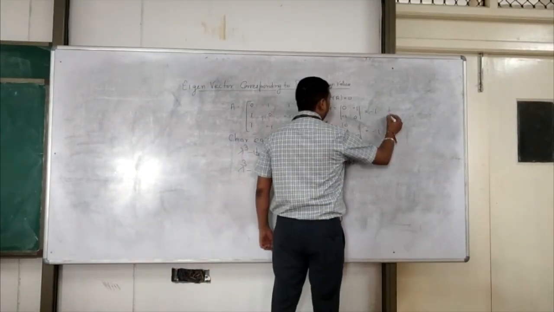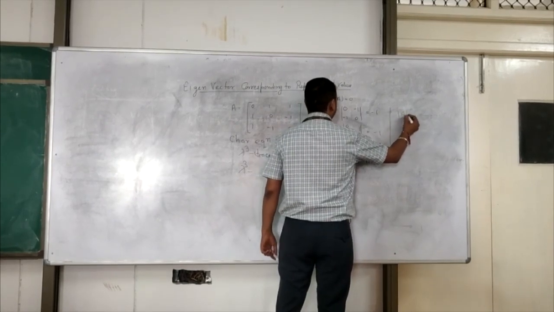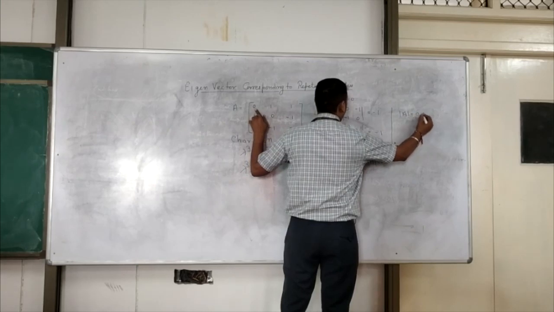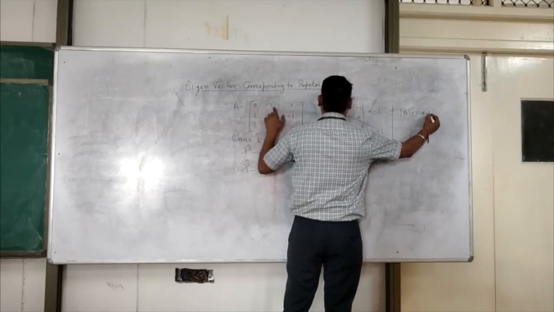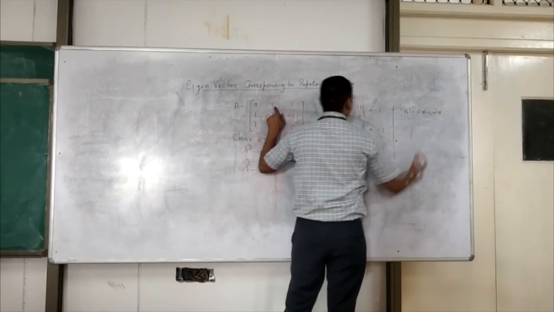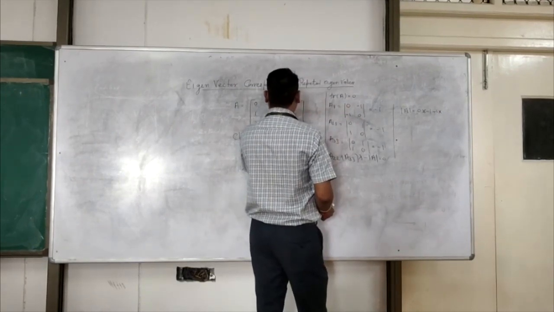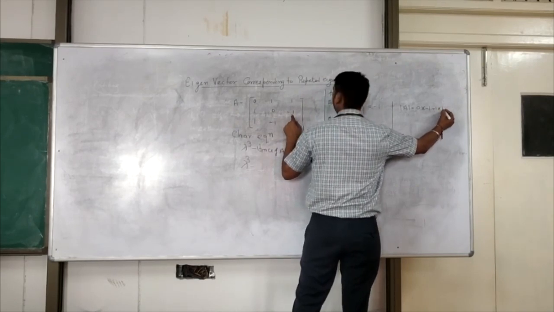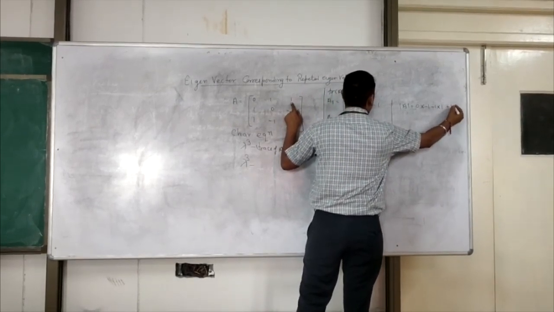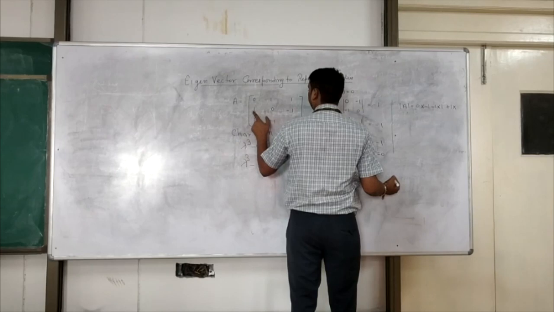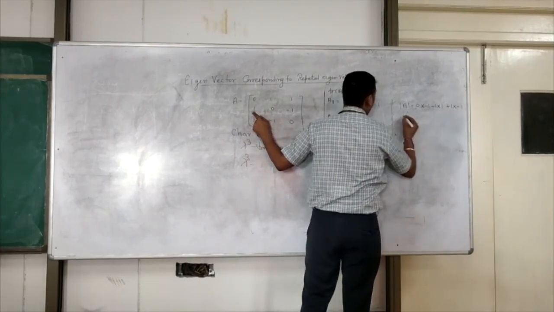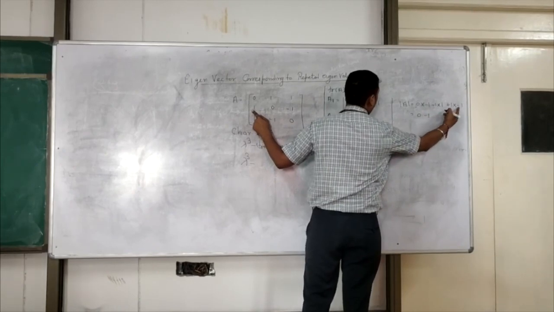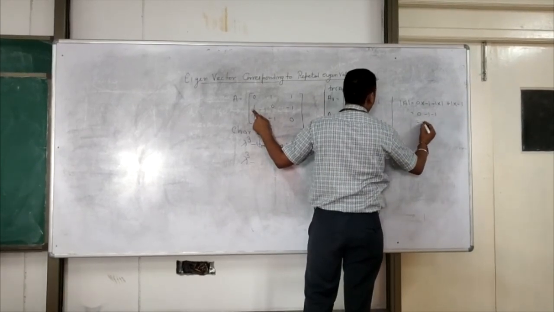Now what is the determinant of A? 0 into minus 1, minus 1 into, plus 1, plus 1 into minus 1. What is the value? 0 minus 1 minus 1, so minus 2.